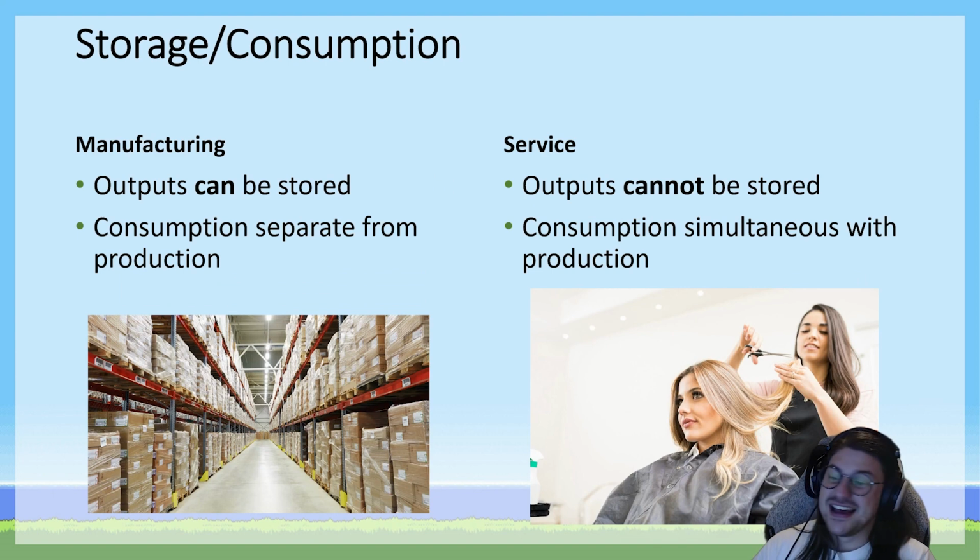This adds another characteristic we can consider, which is the storage or consumption of these outputs. Tangible goods from manufacturing can both be stored and consumed at a separate time from production. You can go to a restaurant and have them produce you some food, which then you can take away and you can eat later.